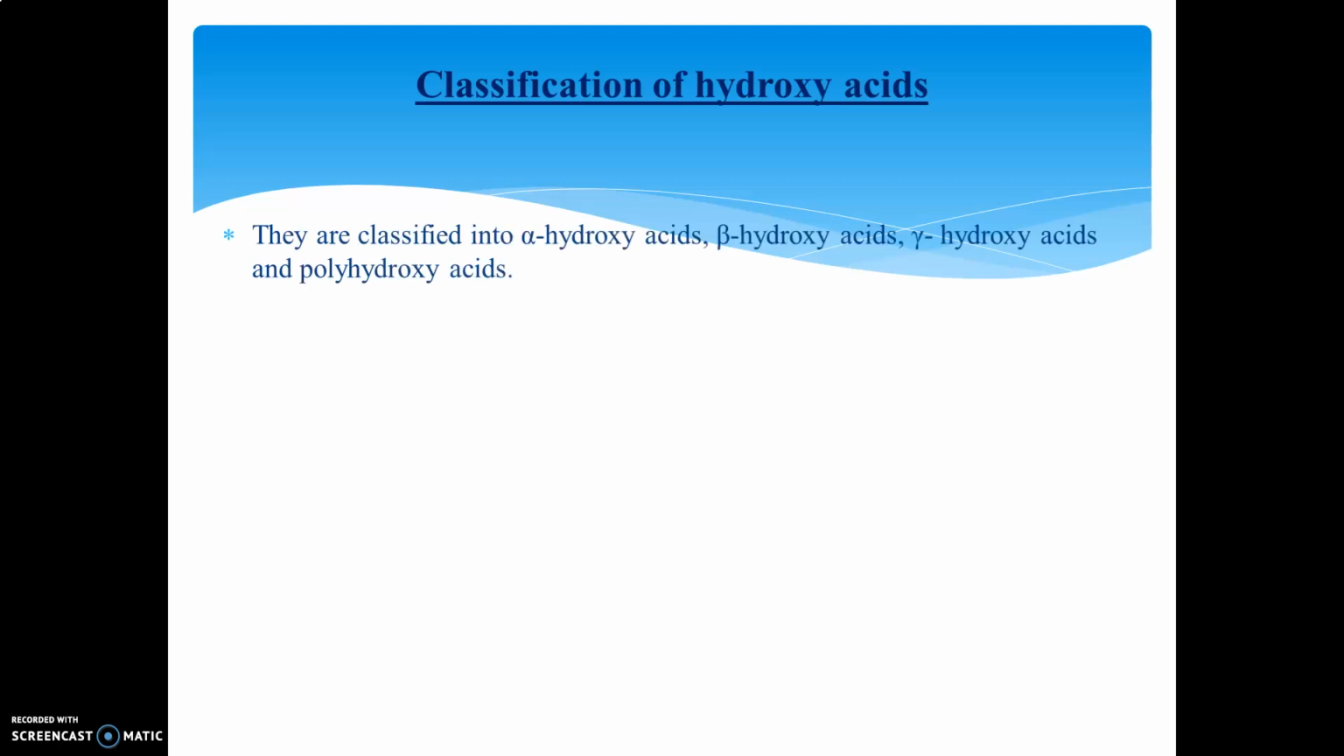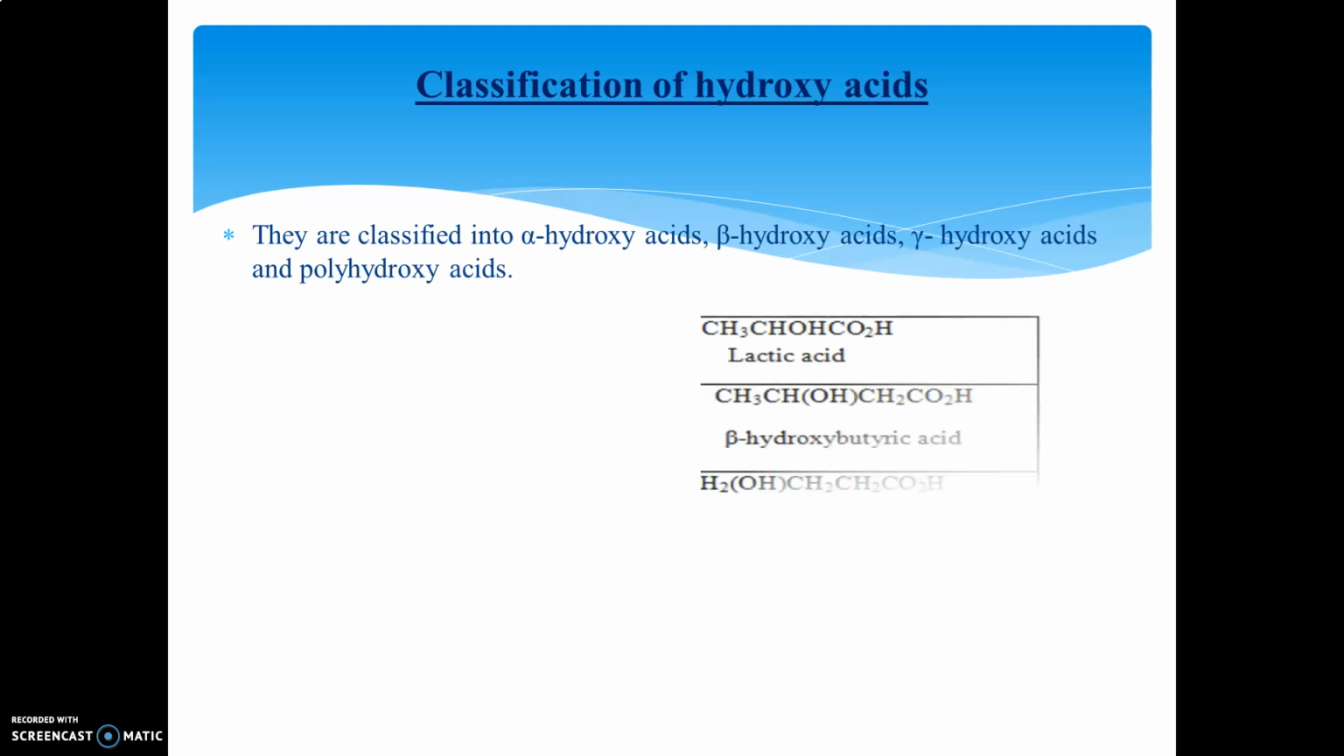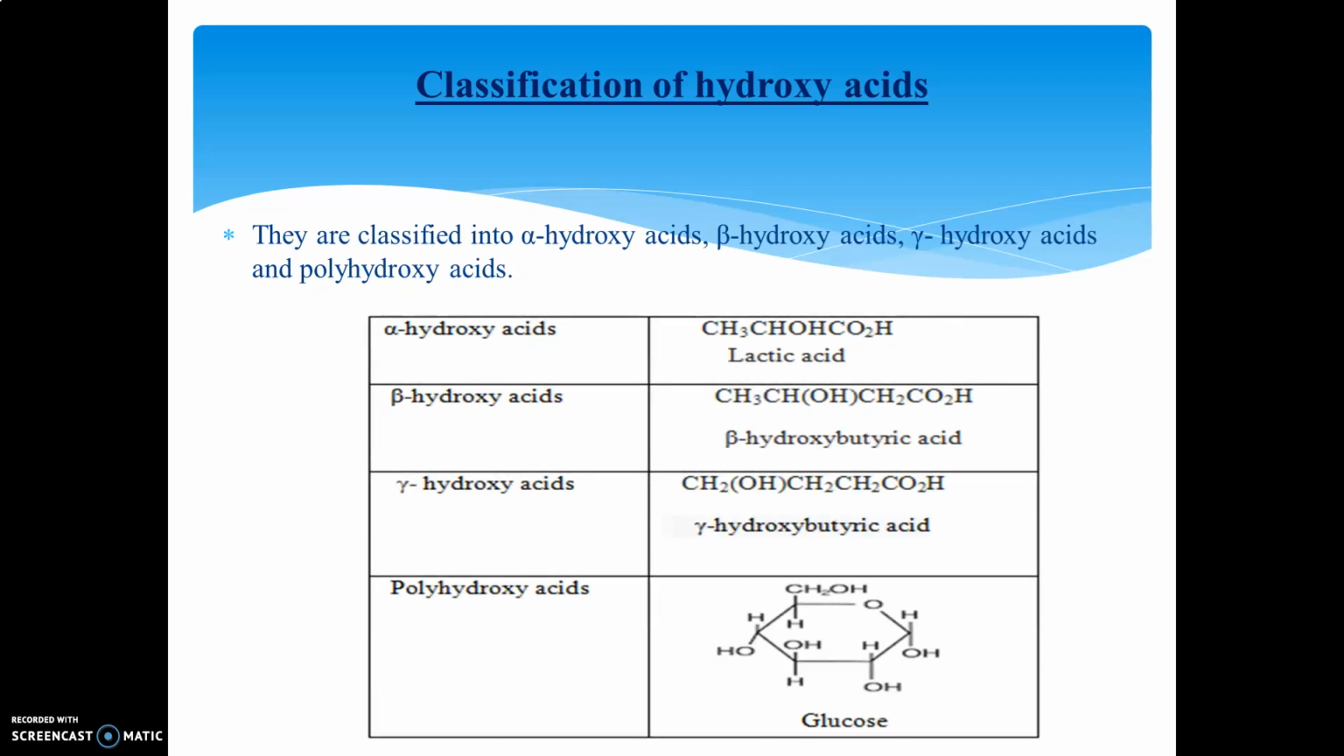Classification of hydroxy acids. They are classified into alpha hydroxy acids, beta hydroxy acids, gamma hydroxy acids, and polyhydroxy acids. An example of an alpha hydroxy acid is lactic acid. Here the OH group is present on the alpha carbon atom. An example of a beta hydroxy acid is beta hydroxy butyric acid. The OH group is present on the beta carbon atom. An example of a gamma hydroxy acid is gamma hydroxy butyric acid, because the OH group is present on the gamma carbon atom. An example of a polyhydroxy acid is glucose.